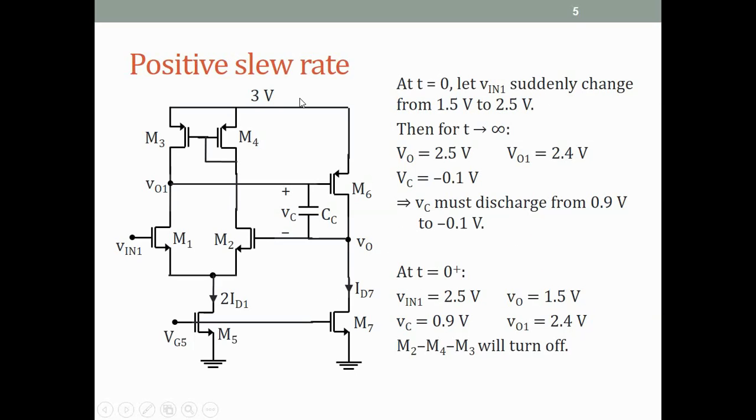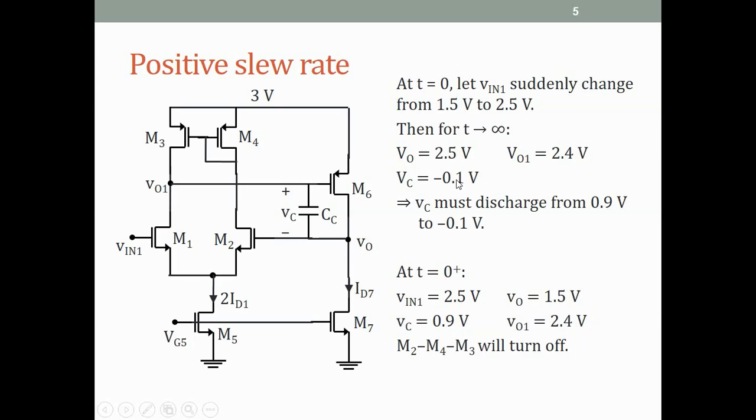Alright, so now we'll derive expressions for the positive slew rate and negative slew rate. Positive slew rate is when the output goes higher. So for our unity gain feedback, we'll make the input also go higher. So let us apply a step input from 1.5 volts to 2.5 volts at some time t equal to 0. The input was 1.5, and at t equal to 0 it is suddenly stepped to 2.5.